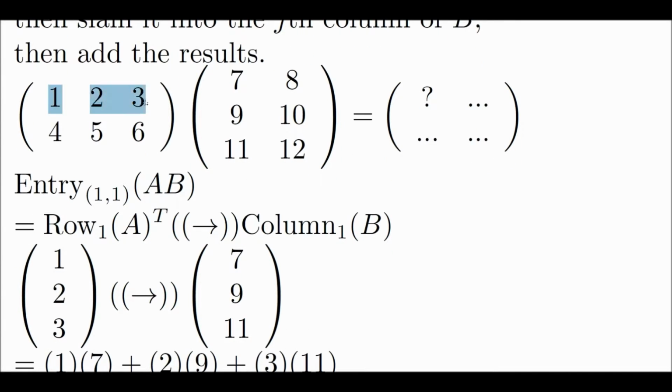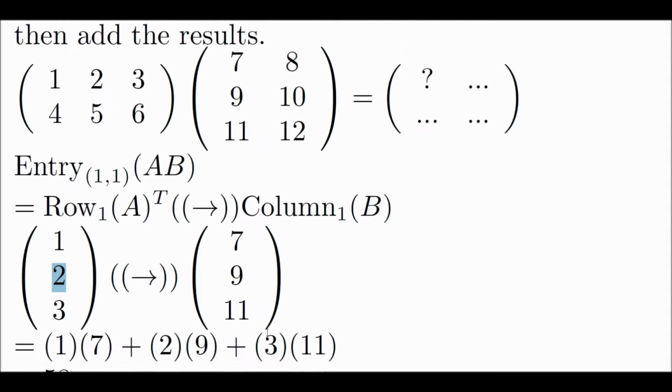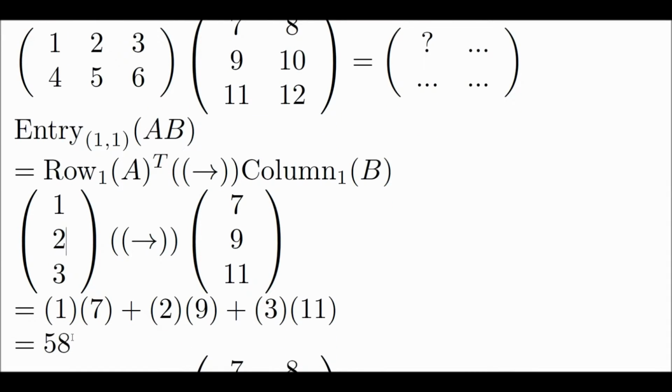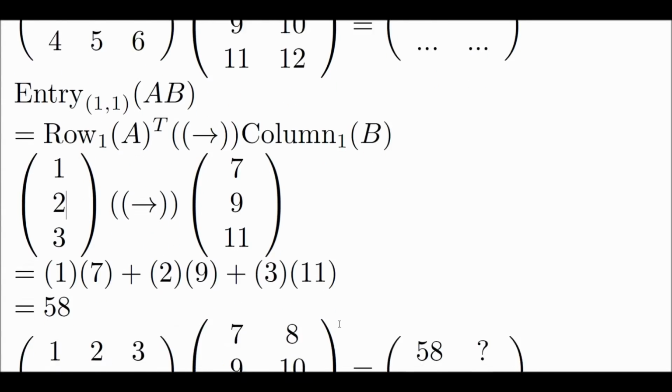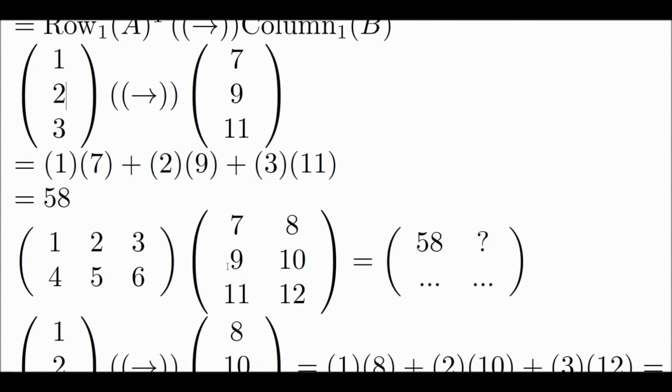So if you take this row and transpose it, you'll get 1, 2, 3. I'm going to slam that into the first column of B. Here's the first column of B. So you took this first row of A, I'm going to slam it into this first column of B, and I'll add the results. This will be 58. So now I know that when you multiply these two matrices, you'll have a 58 here.